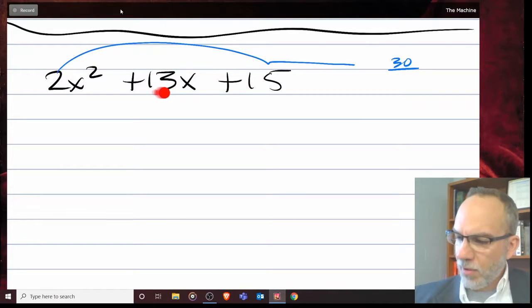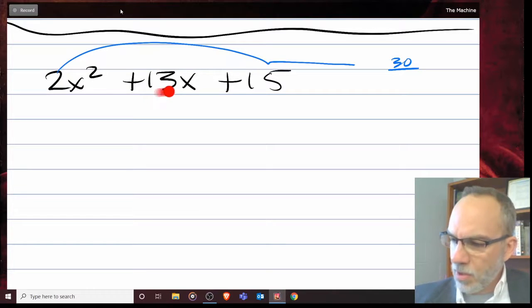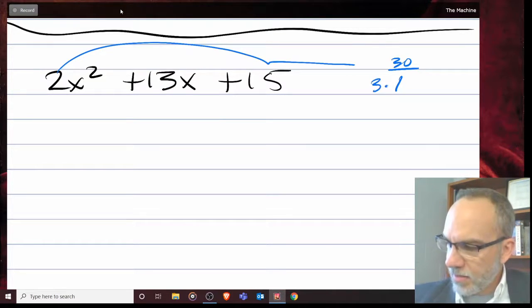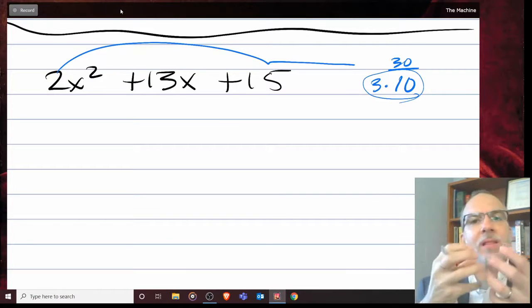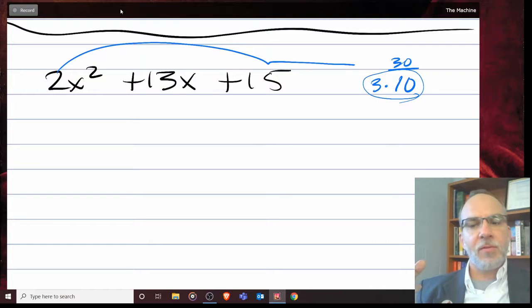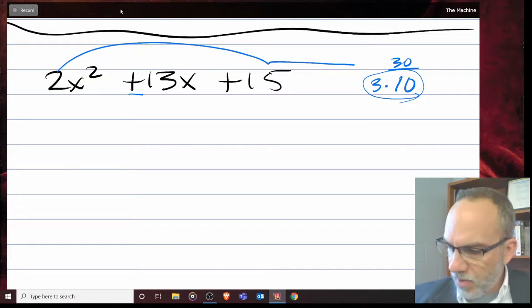Which factors of 30 that when I add them give me 13? You can make your list, but I hope you see that it's going to be a 3 times a 10. If I add 3 and 10, I get 13. So I'm going to break that middle piece out into a piece of a 3x and a piece of a 10x. So this positive 13x becomes a 3x and it becomes a 10x.